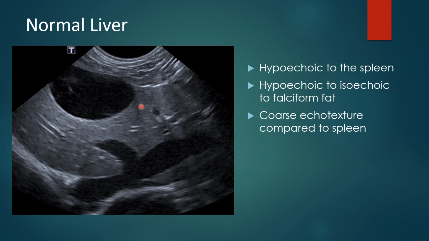The other way to compare this parenchyma as far as finding out if it's normal or not is comparing it to the falciform fat. The hepatic parenchyma should be pretty similar to the falciform fat or darker or hypoechoic. This comparison works best with cats because they tend to have a little bit more of a falciform fat pad, but it is something that you can use to decide whether or not the hepatic parenchyma is normal. Again, recognizing normal liver. It's hypoechoic usually compared to the spleen. It's coarse compared to the spleen, and it's going to be the most cranial organ that you are going to find.